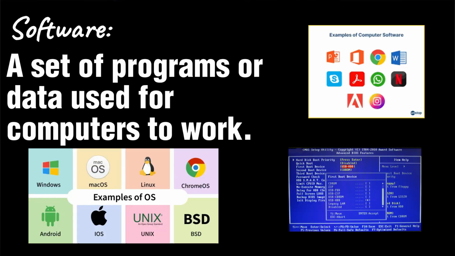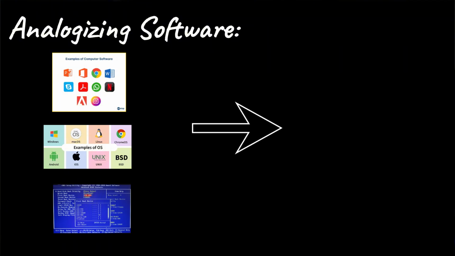Software, however, is a set of programs or data that is used for computers to work. Software would be comparable to the things that our body tells us to do. Now that we know our two very important words, let's dive in.